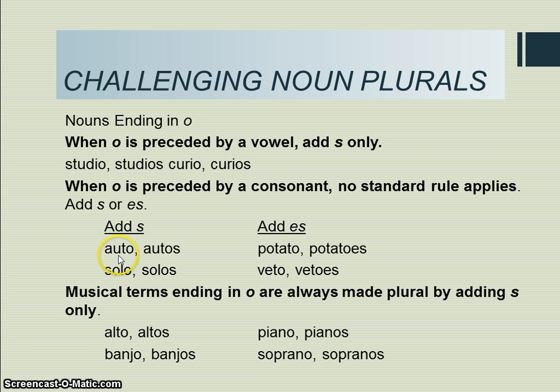So, for instance, these, auto and solo, you simply add the S. But then when you get over here to potato and veto, we have to add an ES. Again, if you're not sure, look in your dictionary. Okay, musical terms ending in O are always made plural by adding S, so that's an easy one to remember.